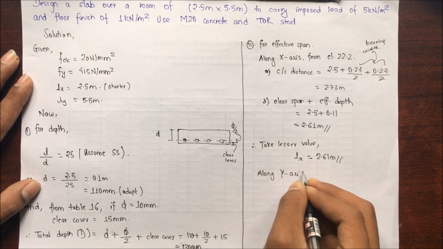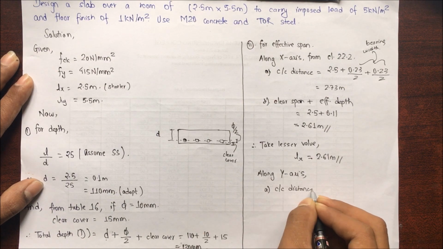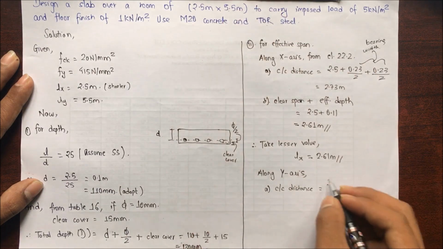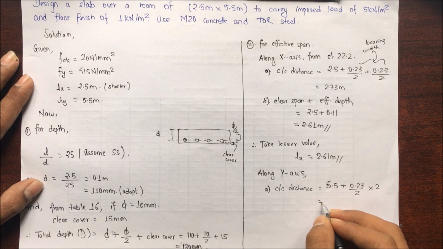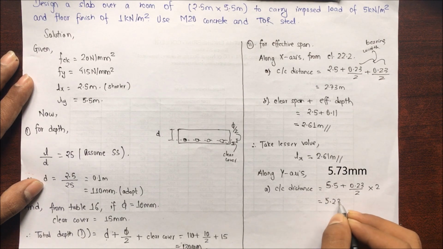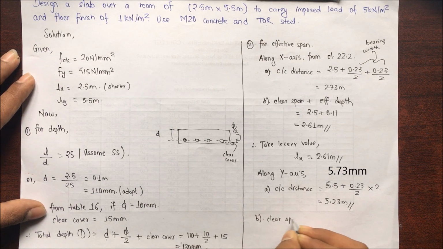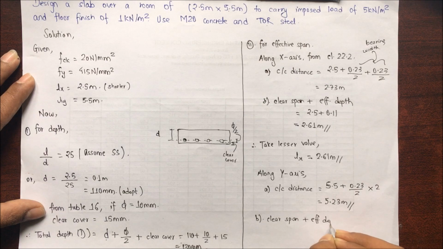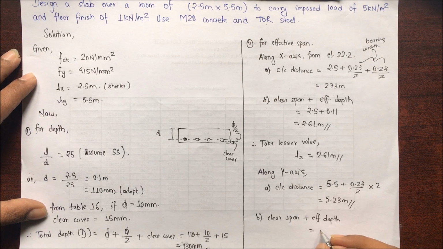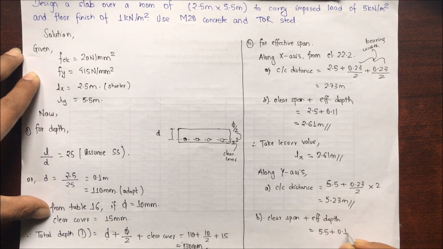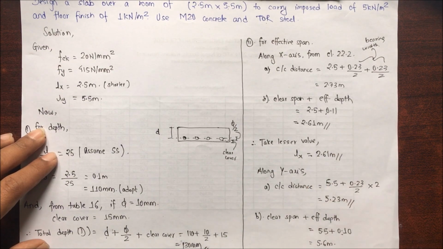Along the y-axis, the same thing. One is the center to center distance, another is the clear span plus effective depth. So center to center distance is 5.5 plus the bearing width 0.23 by 2, into 2 we can directly do it. So this comes as 5.73 meter. And the clear span plus effective depth: this comes as 5.5 plus 0.10. So this will not be 0.11, I'll make it clear. It is 5.6 meter. So why is it like this?